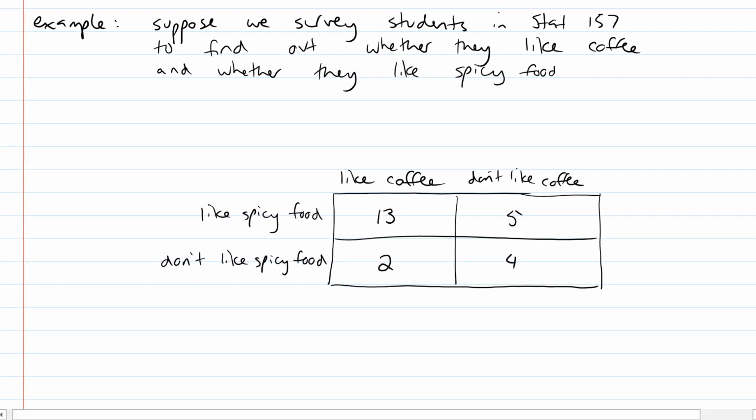And then we can start answering questions like, for example, finding the probability that a student likes coffee but doesn't like spicy food. We can find a bunch of probabilities, or we can find out raw numbers of students as well.